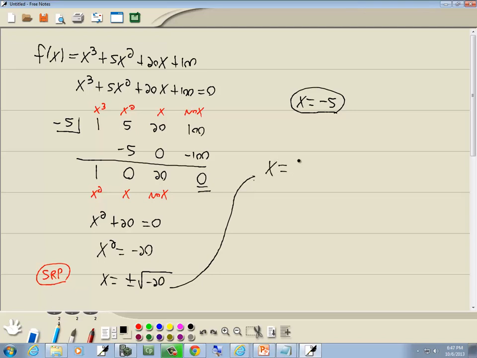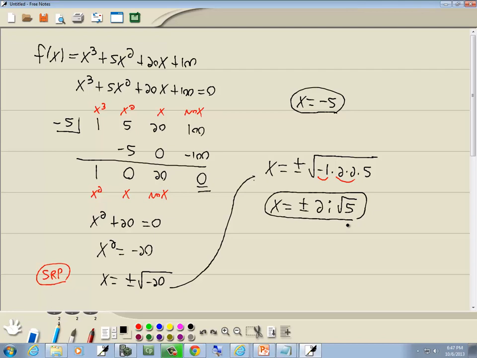Well, negative 20. And we get x is equal to plus or minus the square root of negative 1 times 2 times 2 times 5, I guess. Now the negative 1 is going to come out as an i, and the pair of 2's comes out as a single 2. So we're going to get x is equal to plus or minus 2i, and we're left with a 5 inside the square root. So we've got x is equal to plus or minus 2i square root of 5. The calculator gave us our first answer. We just found our other 2.